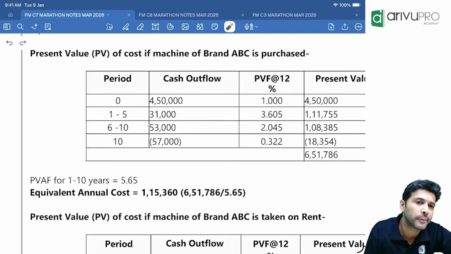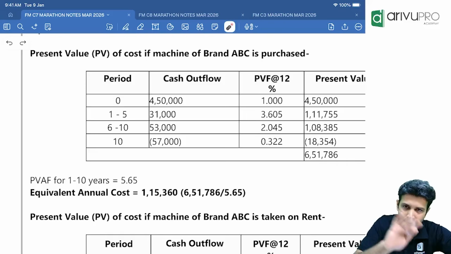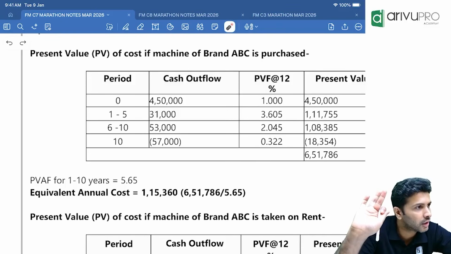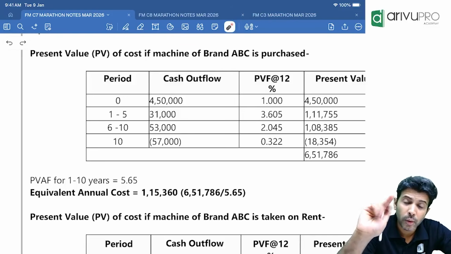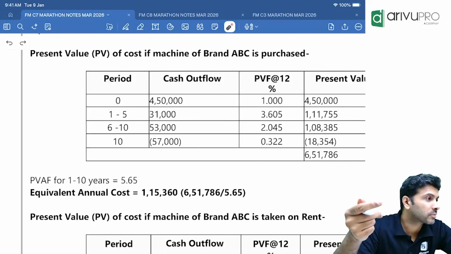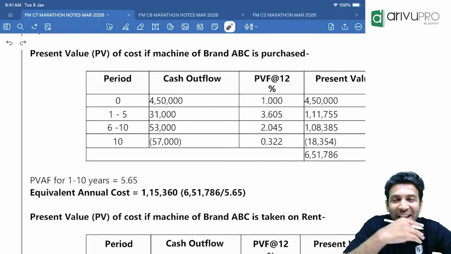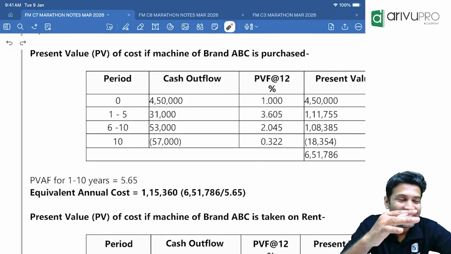Once more, sorted. Leave the numbers, but are you able to understand the process? The remaining ones, if you review, you will get it. Overall, this is good now. One more option, that's all: the lease option, the rent option. All right.